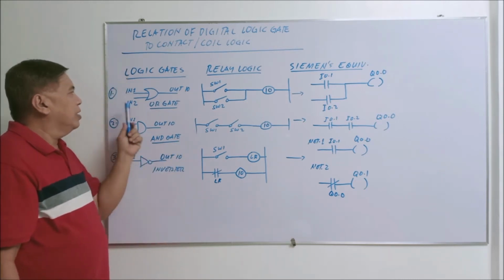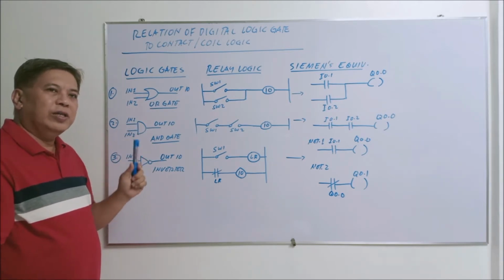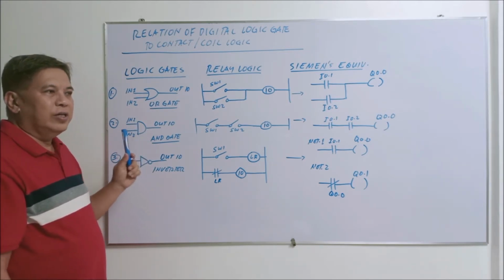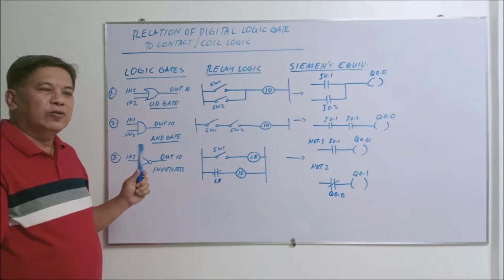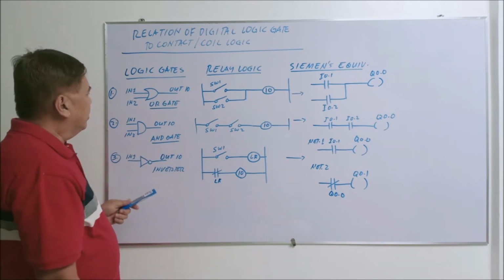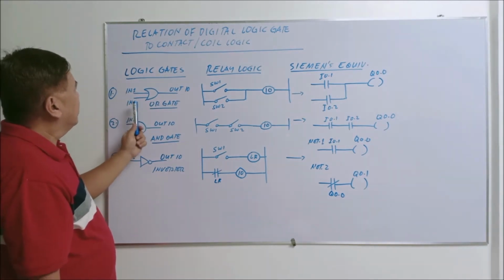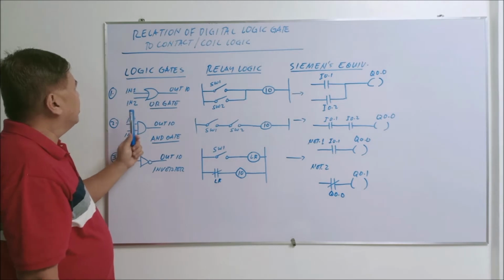We have the OR gate, the AND gate, the inverter, the NOR gate, the NAND gate, the exclusive OR gate, and the exclusive NOR gate. So what we have here, for number one, for example, is an OR gate.